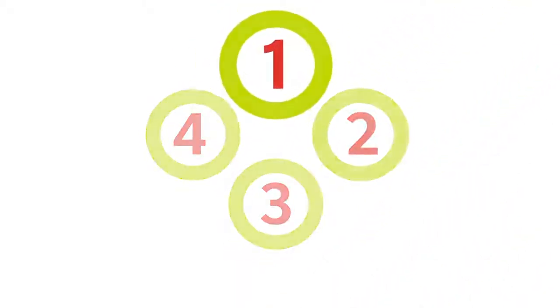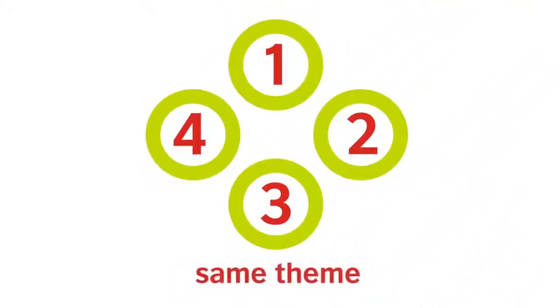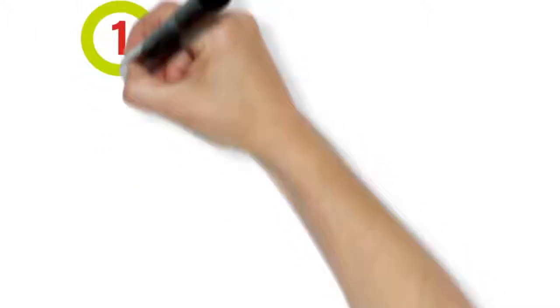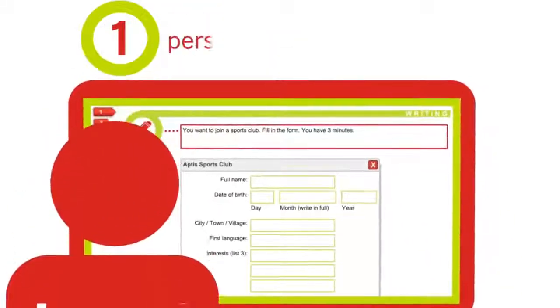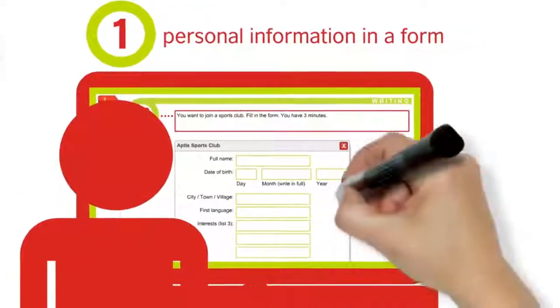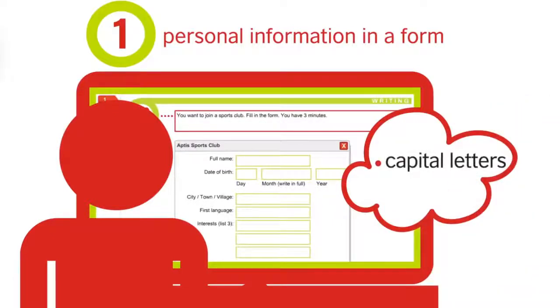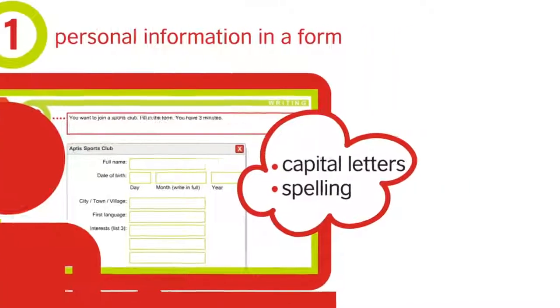There are 4 sections in the writing test based on the same theme. You will have 50 minutes to complete this writing test. Section 1 involves completing basic personal information in a form. Make sure to use capital letters appropriately here and be careful with spelling. Fill in all the boxes.